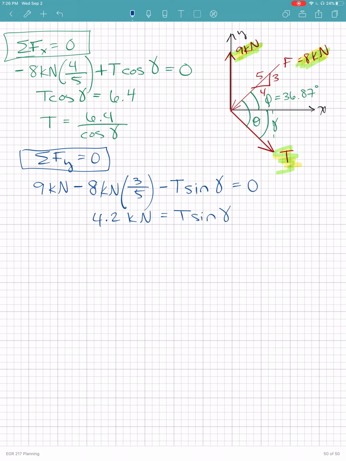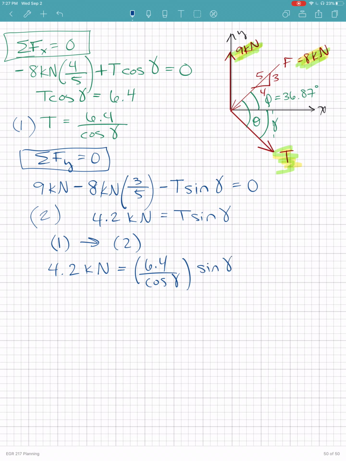So now we've got basically two equations. Here's one, here's two. We did do all of the three forces when we did both of those. That's where you can sometimes make a mistake. Now what we can do is substitute 1 into 2. So 2 is 4.2 kilonewtons equals T, which I'm going to put in as that 6.4 over cosine of gamma times the sine of gamma.